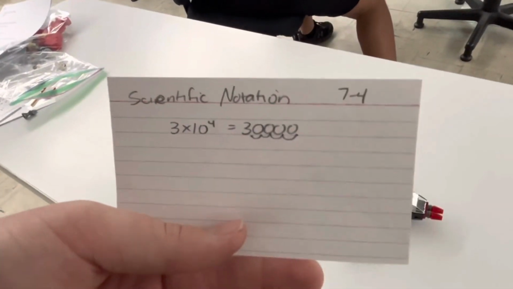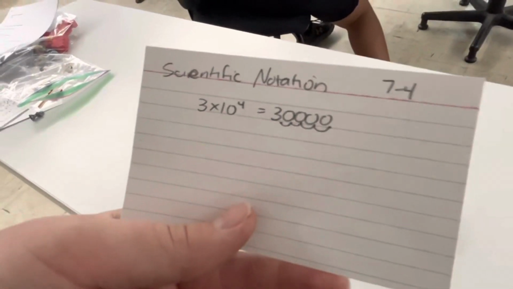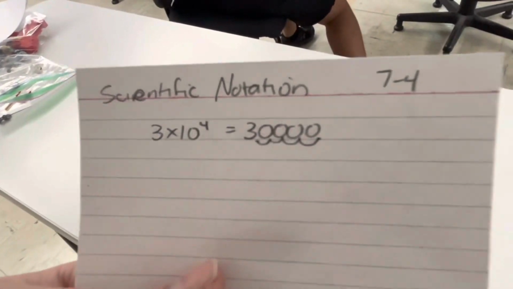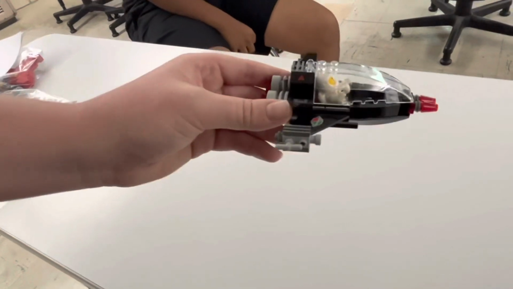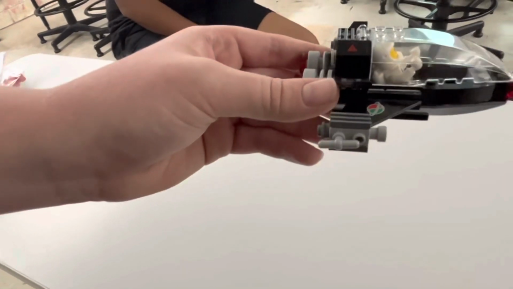To answer this problem, all you have to do is take 3 and move the decimal point 4 places. So the answer would be 30,000. Are you sure you want to go to Saturn, despite your powers coming from the sun? Yes.